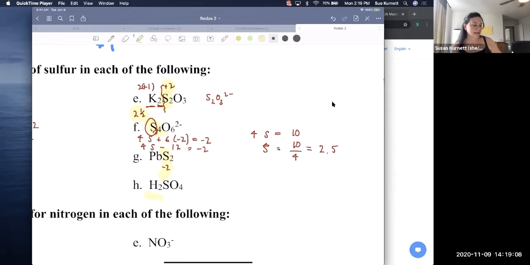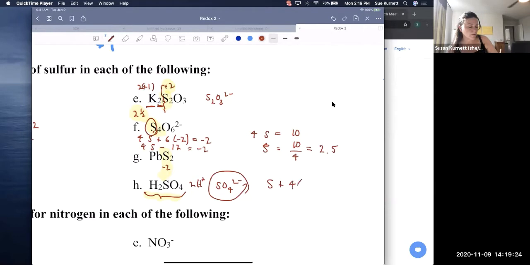Here I have an acid, and I can remember where the acid came from. This is sulfuric acid. It came from sulfate, which gained 2 hydrogens to be neutral, to be an acid. So I'm just going to focus on sulfate. 1 sulfur, 4 oxygens, adds up to the overall charge.